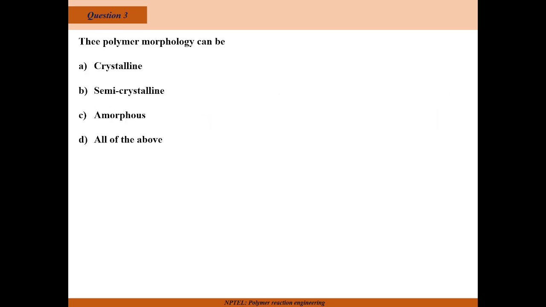The three polymer morphologies can be crystalline, semi-crystalline, amorphous, or all of the above. So which are the possible three, or are there any other morphologies than these? Is it crystalline, semi-crystalline, amorphous, or all of the above?